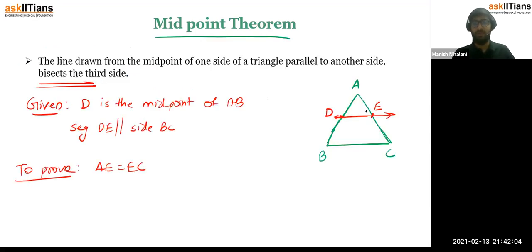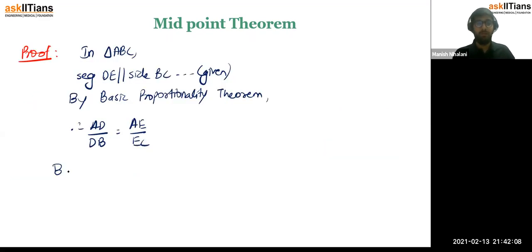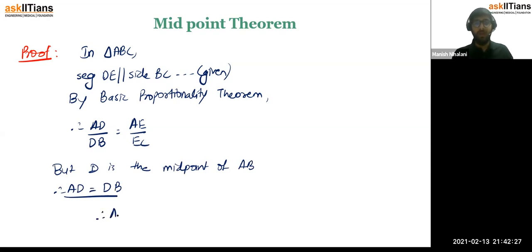AD upon DB is equal to AE upon EC. But what do we know? D is the midpoint, right? D is the midpoint of AB. Therefore, AD will be equal to DB, right? So similarly, we can say therefore AE also has to be equal to EC, hence proved, right?